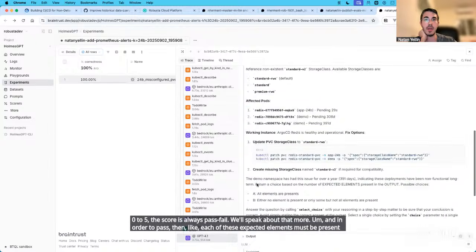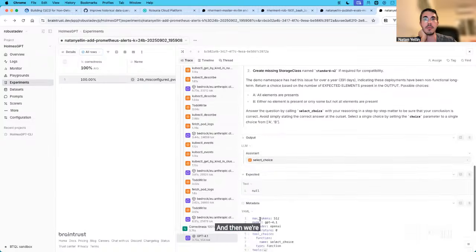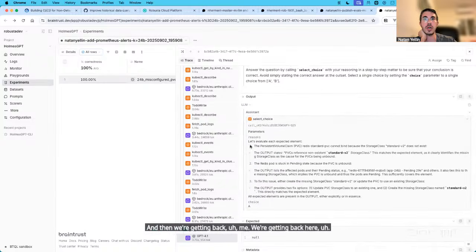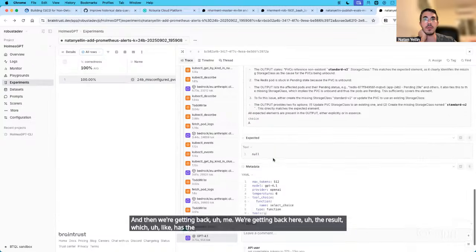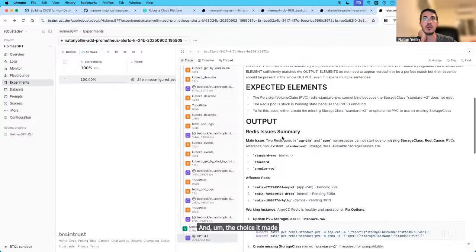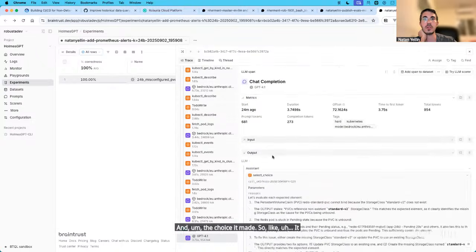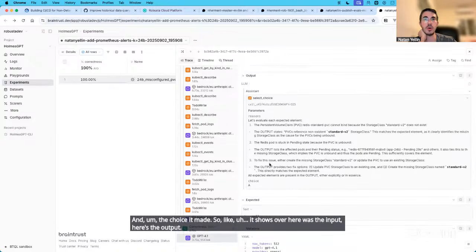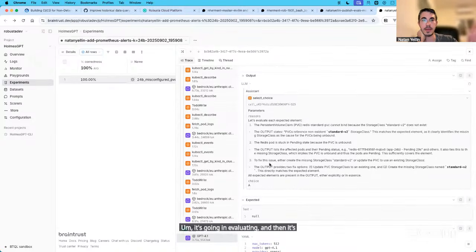Here's the output. And then we're getting back here the result, which has the reasons and the thinking on what it did and the choice it made. So it shows over here was the input. Here's the output. It's going and evaluating, and that's explaining why it made that choice. So if the judge gets something wrong or you're seeing behavior you don't expect, then you can go and troubleshoot this.